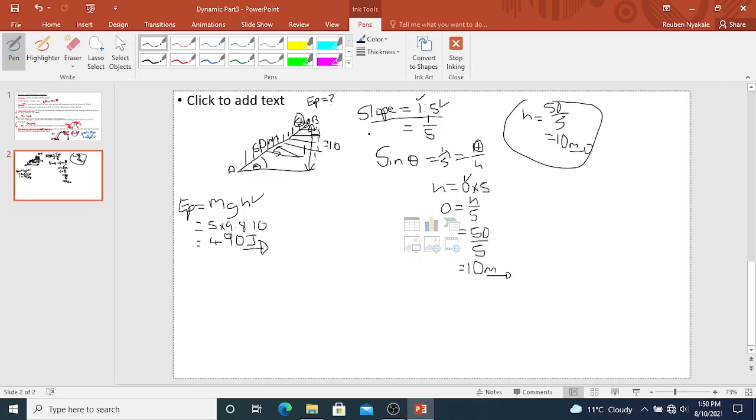I've used the shortest route, which comes from the interpretation of the slope. For every 5 meters that you would travel on the slope, the height is 1. Now I'm having 50 meters to travel, which makes the height 10, because 5 goes 10 times in your 50. That is the interpretation of your slope. That's how you interpret your slope.